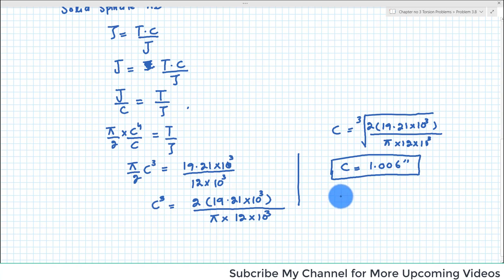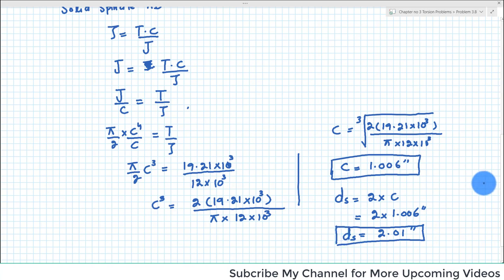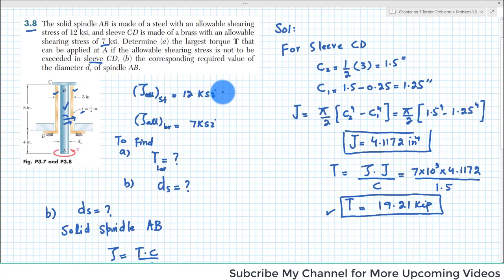Since the diameter of the solid shaft is equal to 2 times the radius, 2 into 1.006 inch will be equal to 2.01 inch. So the diameter of the solid shaft for the allowable maximum torque of 19.21 into 10^3 and maximum shearing stress in the steel of 12 KSI comes out to be 2.01 inch.